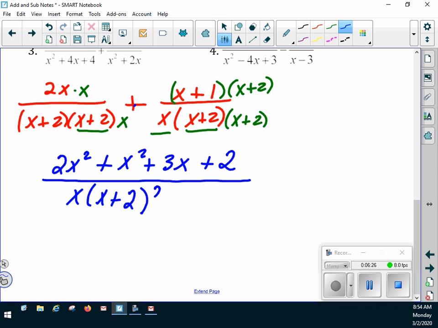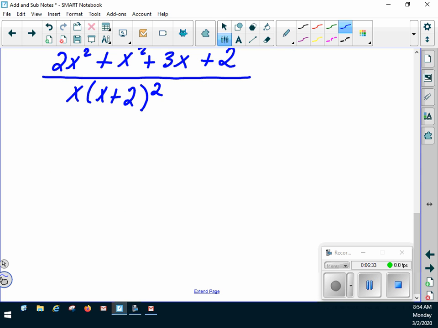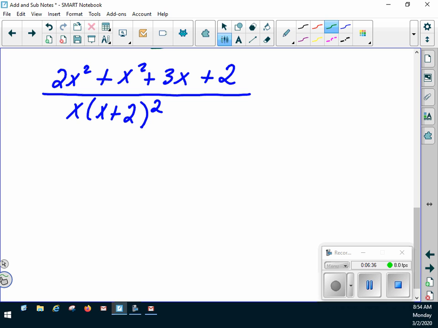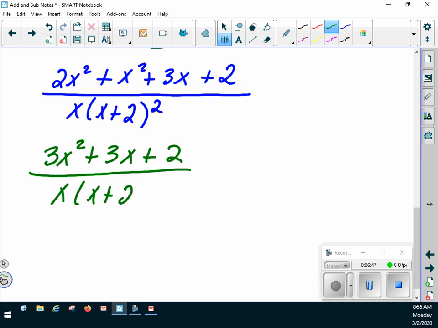And Trent said, can I write it like this? And the answer is, you betcha. Sure can. Do you have to? No. 3x squared plus 3x plus 2 divided by x times x plus 2 quantity squared. Now I want to see, will that new numerator factor? I don't think so. Yeah, I agree.